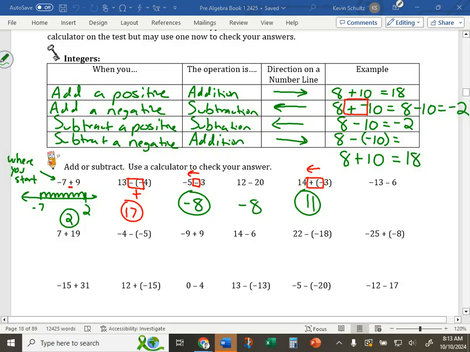So remember, that 12 is where you start. The operation between the numbers is the direction. Right? So we're starting at 12. We're going to the left 20. And that's going to bring us to -8.